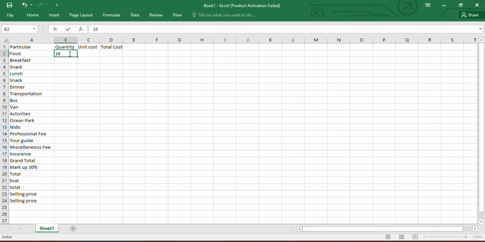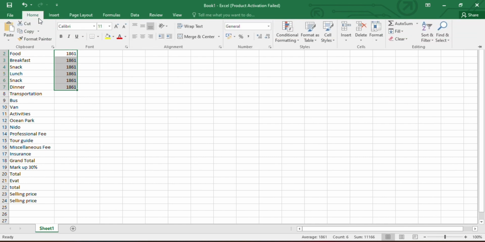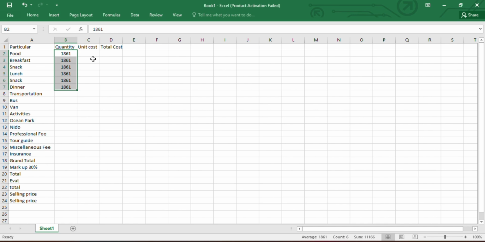So for the quantity, we're going to put 1,861, and I'm just gonna go all the way down until dinner. By the way, I have a correction there, so I put the 1,861 on food, so I'm going to erase that and you'll see na-adjust ko siya.